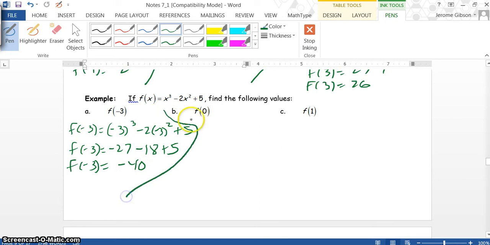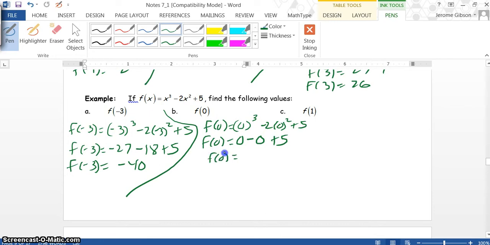Now we come here. We substitute in 0. So we have f of 0 is equal to 0 cubed minus 2 times 0 squared plus 5. So we have f of 0 equals 0 cubed is 0. 0 squared is 0 times a negative 2, gives us minus 0 plus 5. So we have f of 0 is equal to 0 minus 0 plus 5, which is 5.